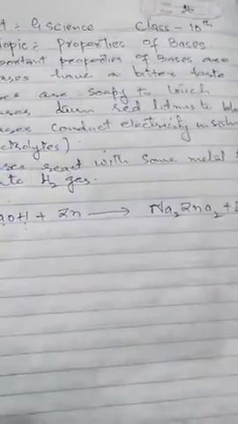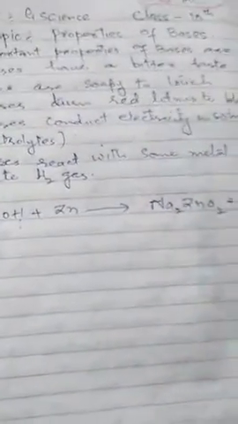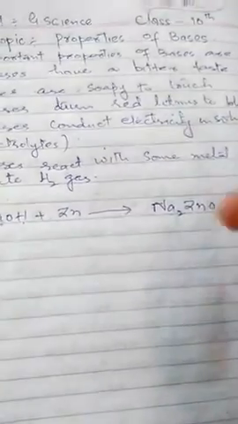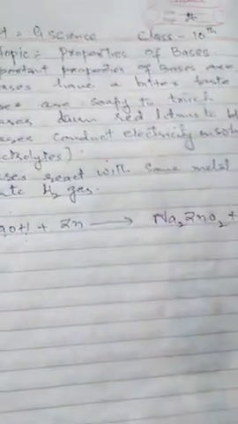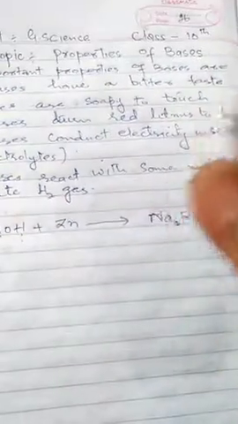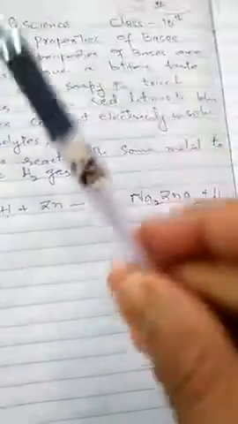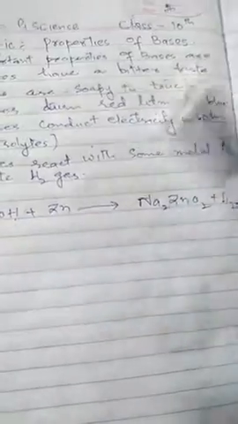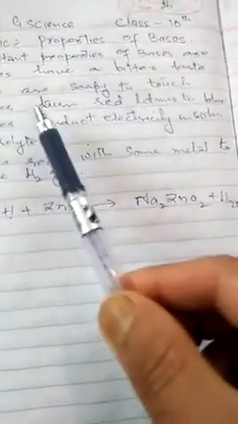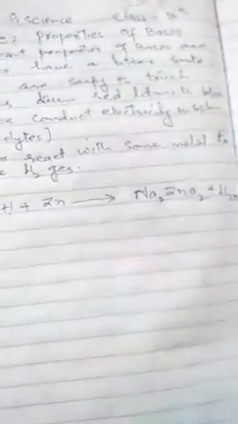Second, bases are soapy to touch, they are slippery to touch. When we apply a drop of sodium hydroxide or a base between the tips of fingers, we feel it slippery and soapy to touch. Third, as far as their litmus test is concerned, when a red litmus paper or solution is put in a base, the color turns to blue.